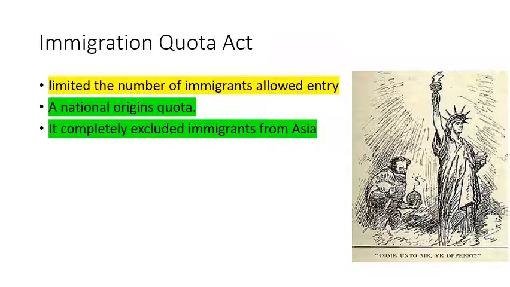And it leads to Congress passing the Immigration Quota Act, which limited the number of immigrants allowed entry into the United States. So this political cartoon kind of sums up the general fears of allowing European anarchists into the United States. It leads to limits on how many immigrants could come from certain countries. And it completely excluded immigrants from Asia, which is kind of building on what we talked about with the Chinese Exclusion Act earlier, which was passed back in the 1880s.